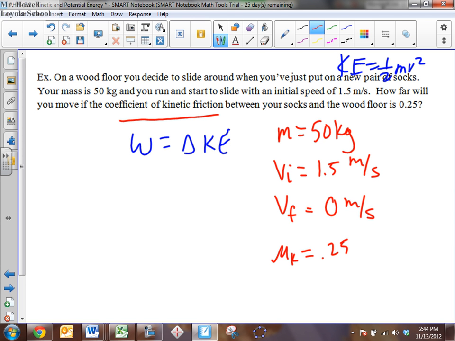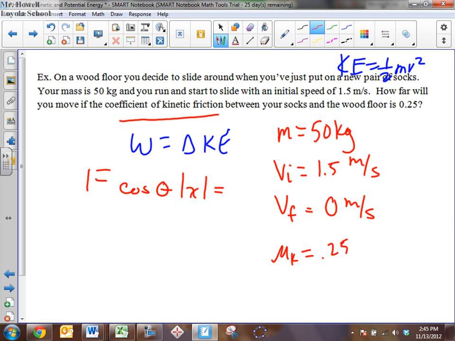From last class, section 5.1, what was our definition of work? W equals F cosine theta times the absolute value of x. So that's on the left-hand side of the equation: F cos theta, absolute value of x. On the right-hand side, delta KE means KE final minus KE initial.